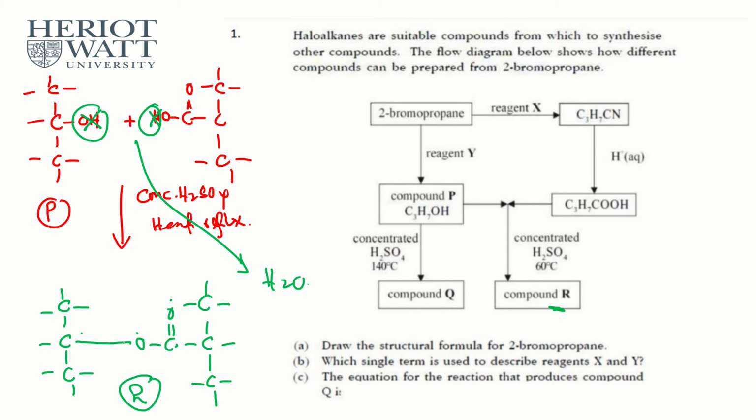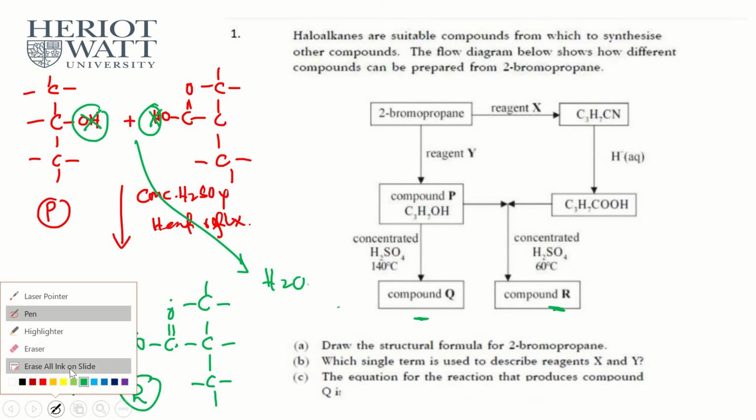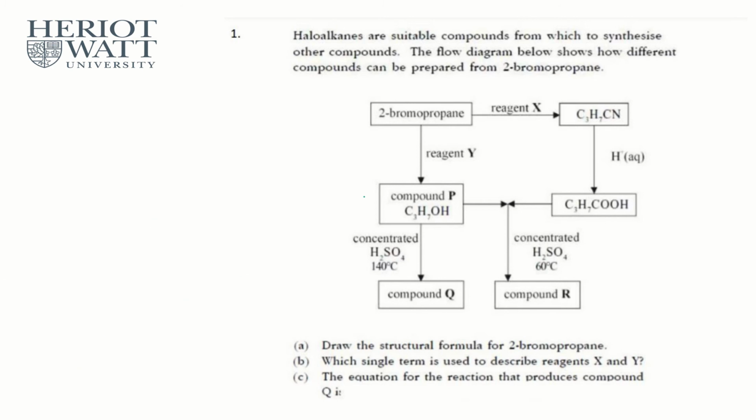That's it for R, and next look at structure Q, right? Compound Q, what is that about? So let's check the conditions. So from an alcohol, which is compound P here, let me redraw it again. P is a secondary alcohol, okay? It's a secondary alcohol, the rest all hydrogen, of course.